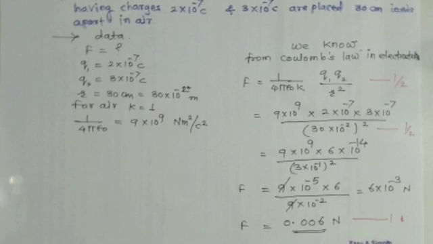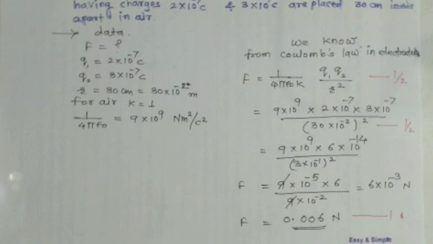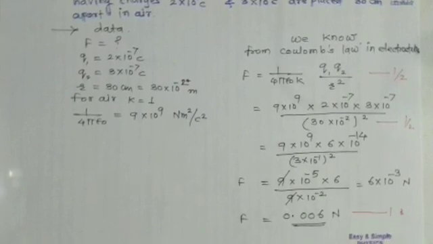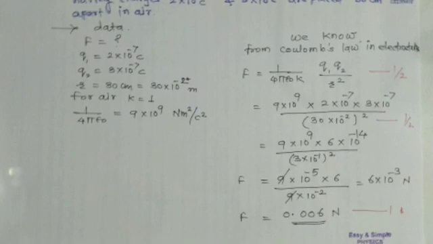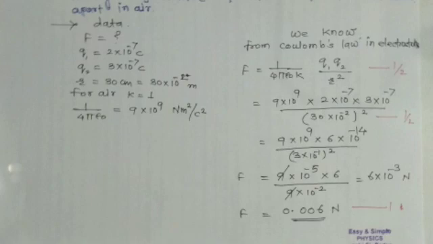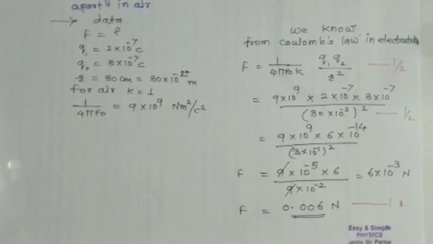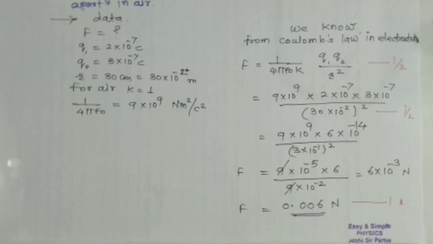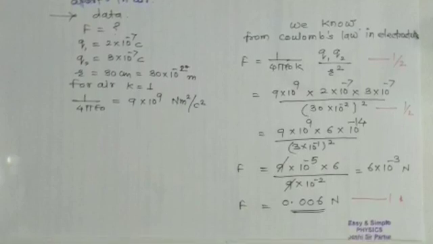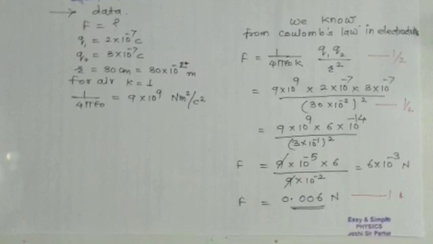1 upon 4 pi epsilon 0 is equal to 9 into 10 raised to 9 Newton meter square per coulomb square. We know from Coulomb's law in electrostatics, force is equal to 1 upon 4 pi epsilon 0 K Q1 Q2 upon R square. By substituting the values, force will be 0.006 Newton.